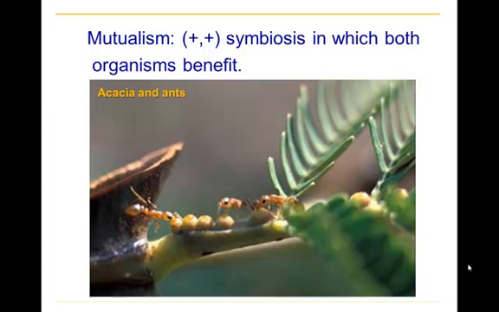You can see on the left part of the picture here, that brown thing is a spine, and it is a hollow spine, and it is inside the spine that the ants live. And the tree, in addition to providing a home, also provides food. These little round objects here that are produced by the plant are full of proteins and vitamins.